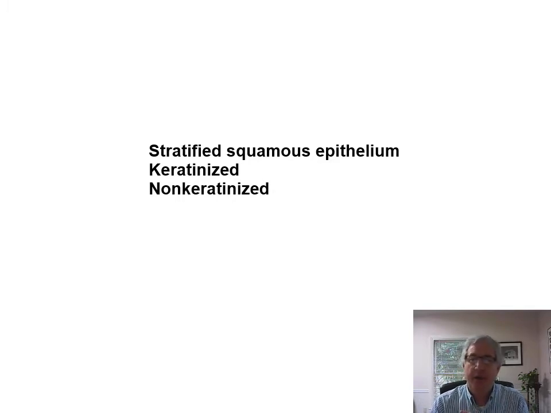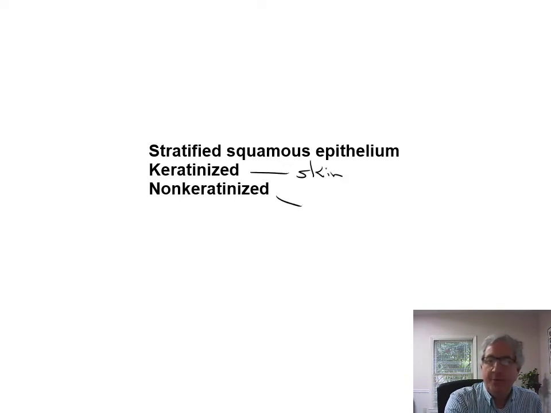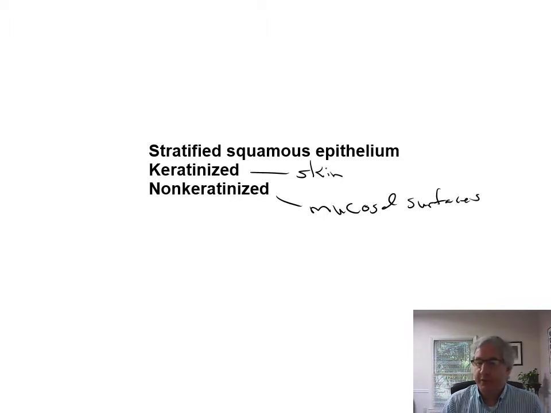Stratified squamous epithelium is found in a bunch of places. Skin is where you find keratinized, and mucosal surfaces. So this will be more skin, and this is on mucosal surfaces, and those are moist, soft surfaces.